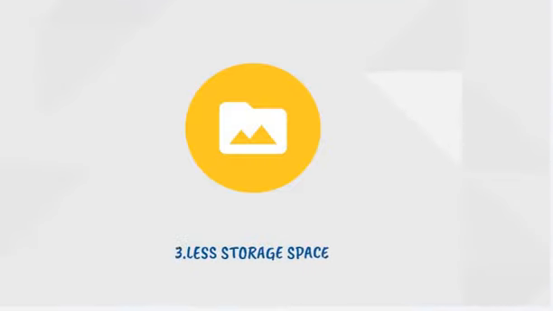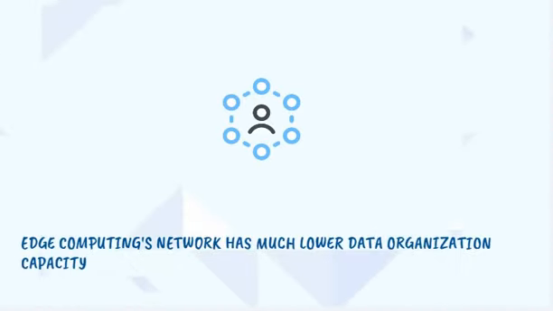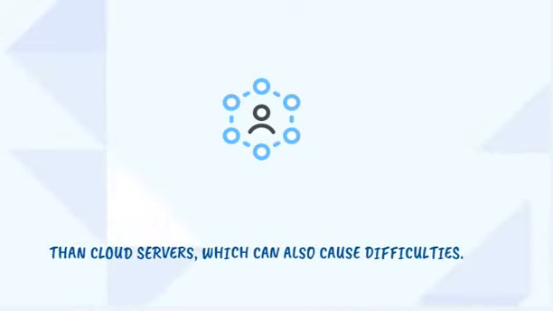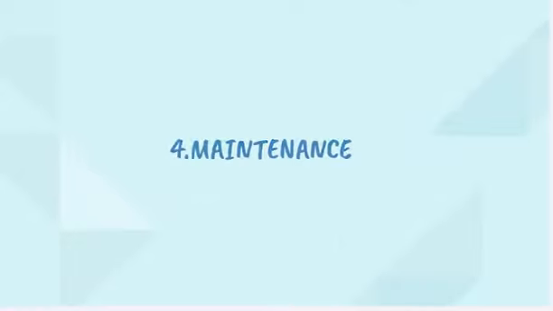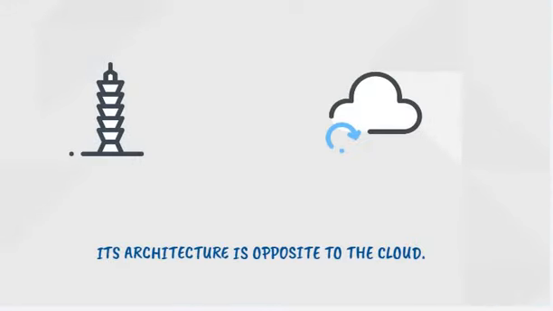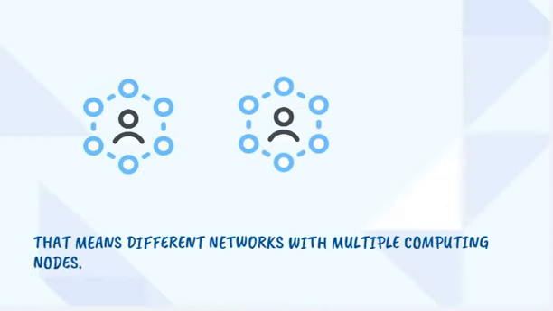3. Less storage space. Edge computing's network has much lower data organization capacity than cloud servers, which can also cause difficulties. 4. Maintenance. Its architecture is opposite to the cloud. That means different networks with multiple computing nodes. It isn't effortless to maintain.